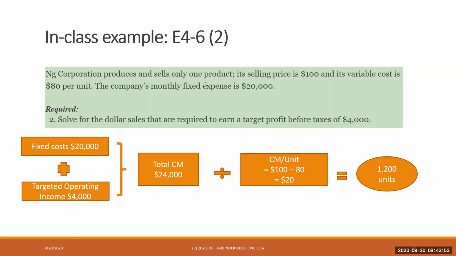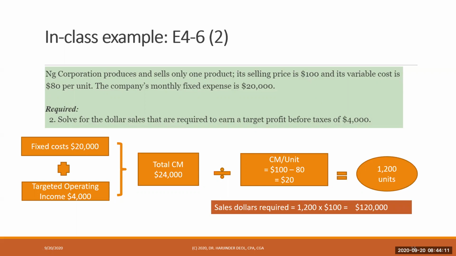However, that's not what the question asked. The question asked for the dollar sales needed. So sales in dollars. So 1,200 units must be sold. Each unit is sold for $100. So the sales dollars needed is 1,200 units multiplied by $100 selling price, or $120,000.